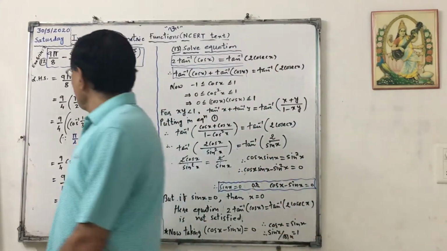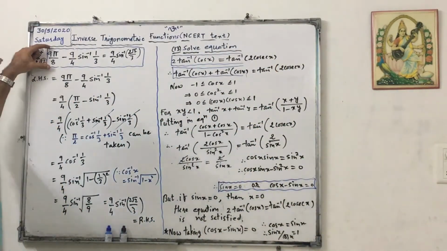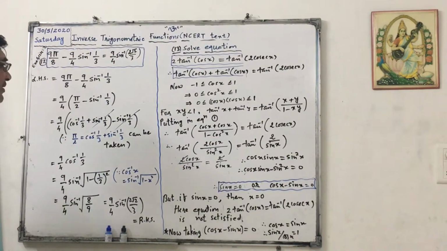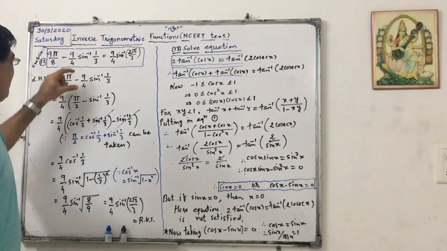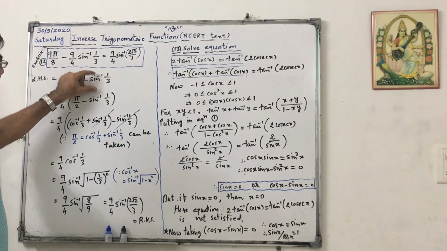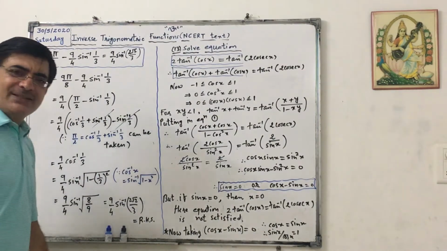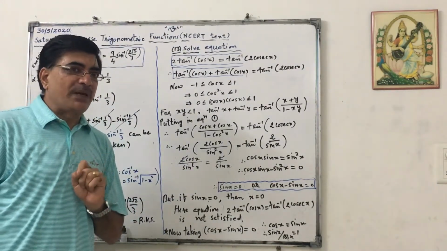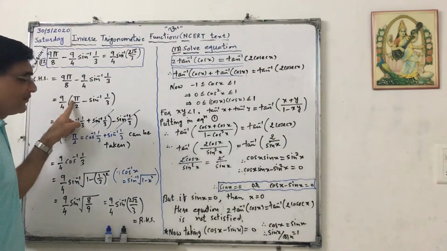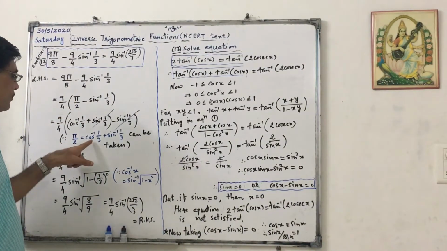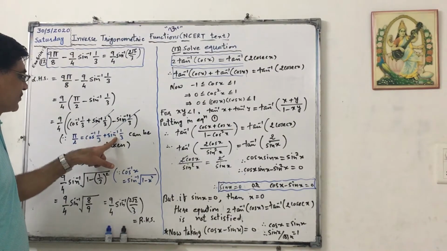So this is our left hand side, 9 pi by 8 minus 9 by 4 sine inverse of 1 by 3. Taking 9 by 4 as common, here it will be pi by 2 minus sine inverse of 1 by 3. Now we know that cos inverse x plus sin inverse x equals to pi by 2. That we can put here for pi by 2. So we can write pi by 2 equals to cos inverse of 1 by 3 plus sin inverse of 1 by 3.